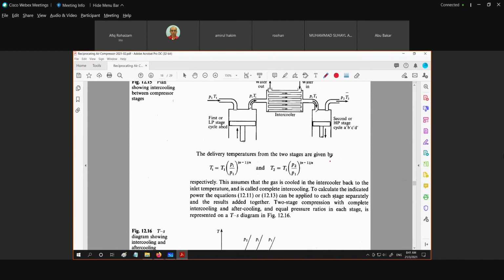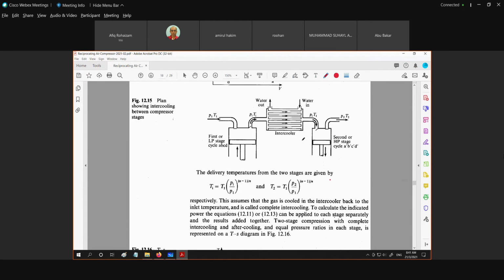Okay, this is our intercooler. Kadang-kadang kita gunakan intercooler, gunakan water as our cooling liquid, ataupun kita boleh gunakan air, air sebagai kita punya cooling medium. So bila kita gunakan intercooler, so this is our P1 T1, ataupun di sini adalah P T, kat dalam ni adalah P1 T1, bergantung pada keadaan. Keluar sini adalah P1 T1.